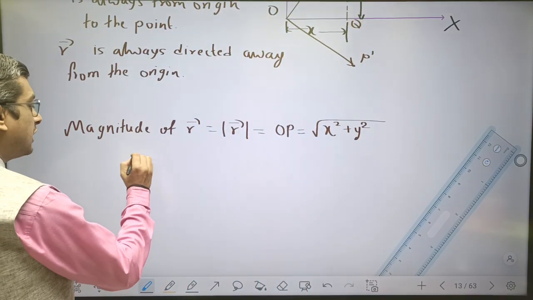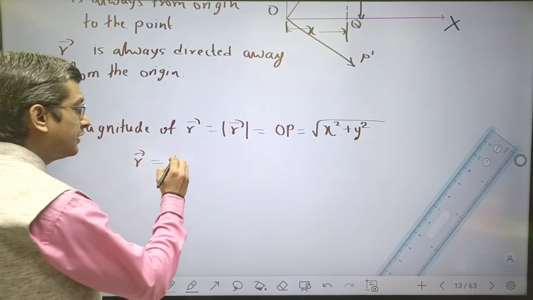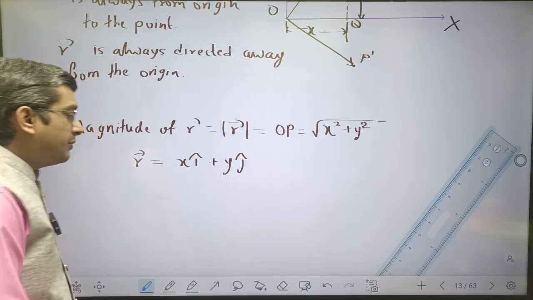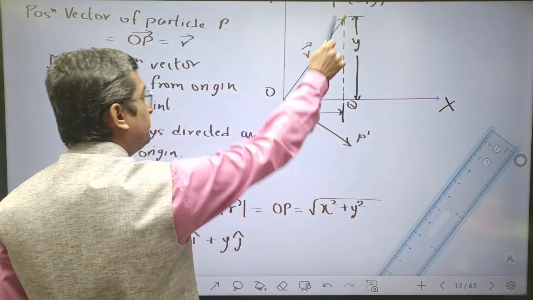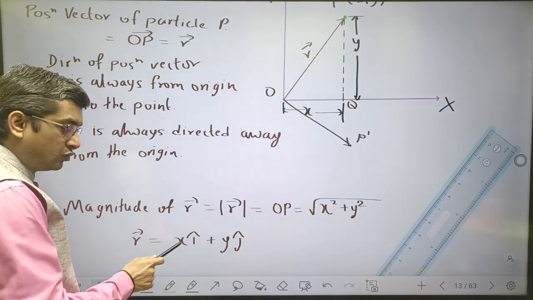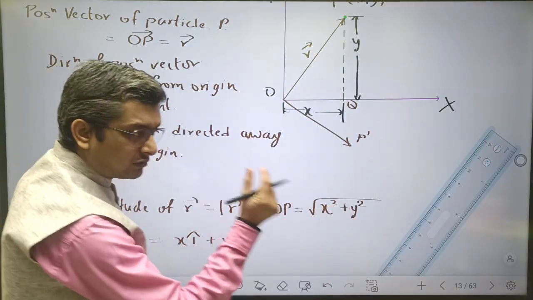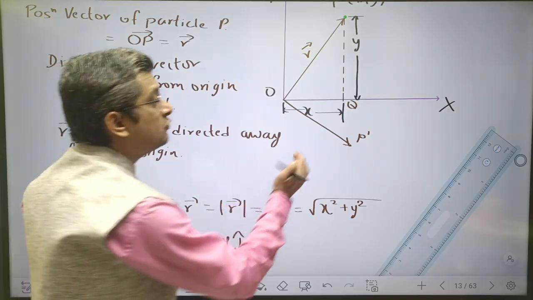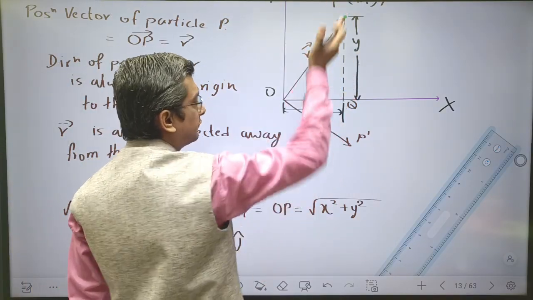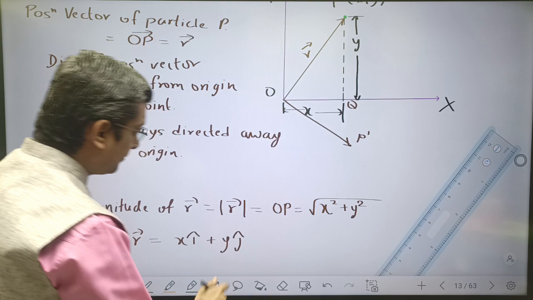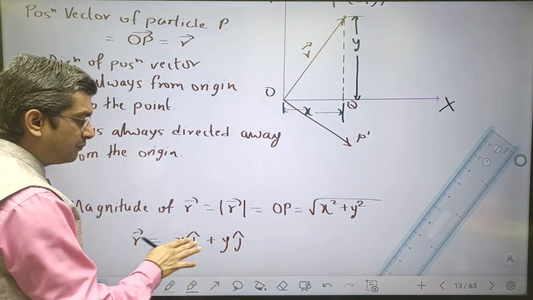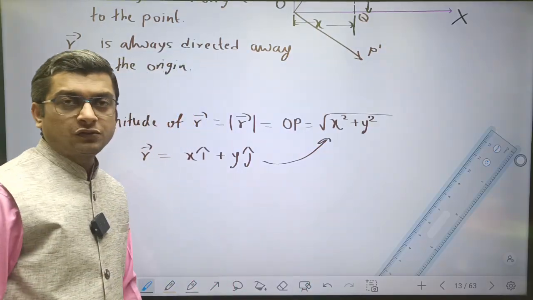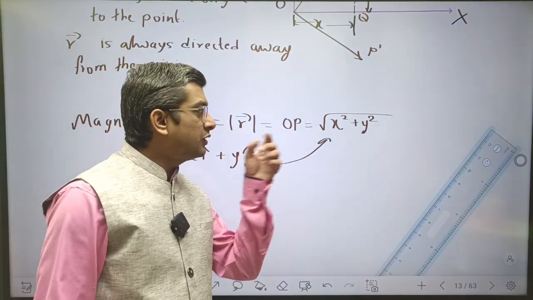And the R vector can be written as x i cap plus y j cap. Why? Because to locate this point P, you have moved x distance towards the positive x-axis. That positive x-axis is represented by i cap. Then you move y meters towards the positive y-axis, and that positive y-axis is represented by j cap. So this is x i cap plus y j cap, and its magnitude is given by root over x square plus y square.